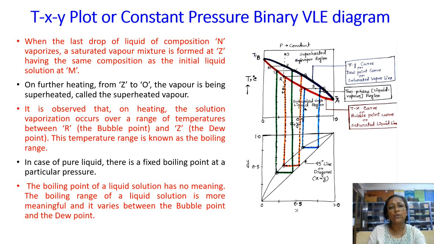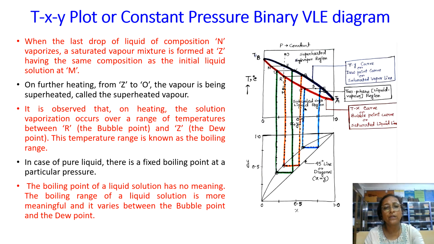When the last drop of liquid of composition N vaporizes, a saturated vapor mixture is formed at Z, which has the same composition of the more volatile component A as the initial liquid solution denoted by point M. On further heating, from Z to O, the vapor is being superheated without changing any composition, and this vapor is called superheated vapor because no phase change occurs, the total liquid having already vaporized.